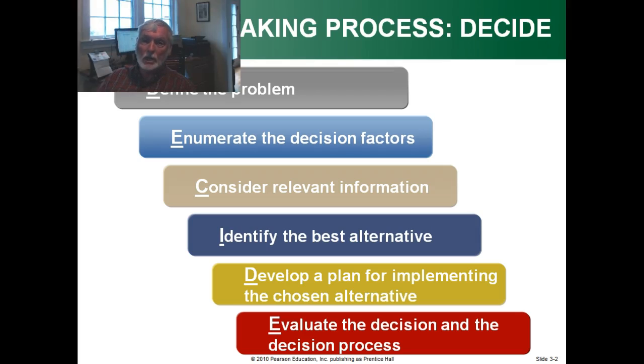compiled. So once you've figured out what the best alternative is, so you've essentially made your decision, now you have to develop a plan to implement it. How am I going to take this decision that I've made and actually make it take place? So what's my implementation process? And then finally, once I'm implementing the process, I have to be able to evaluate the whole process that I've made, and also evaluate and establish metrics to evaluate the decision as it goes forward.